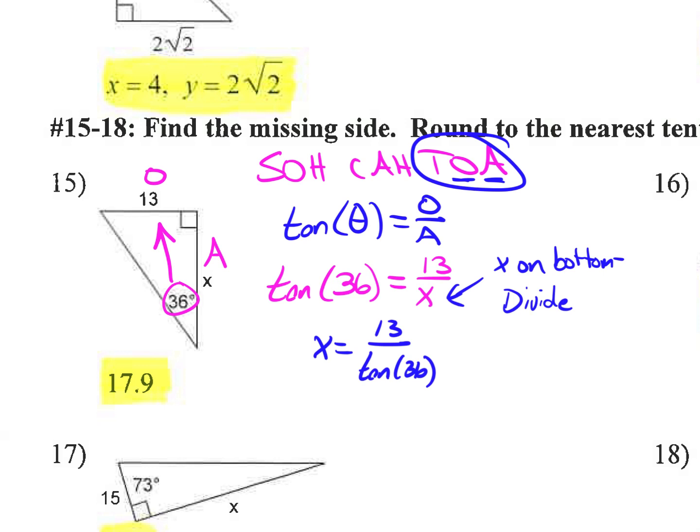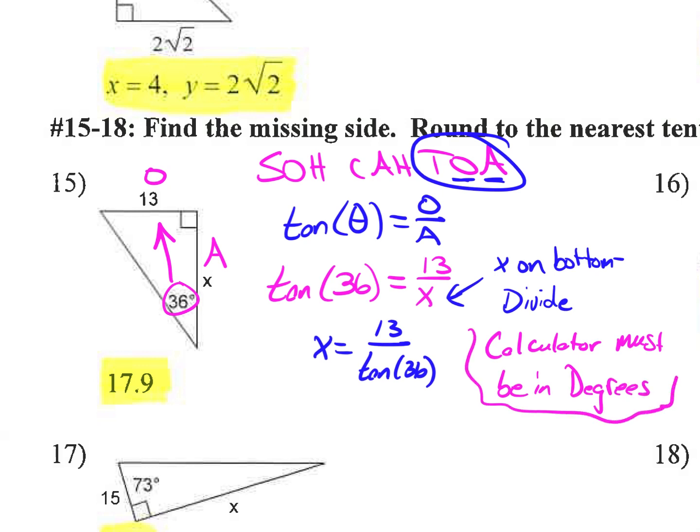And what does your calculator need to be in? Degrees. So if you need to make note of that, calculator needs to be in degrees. So remember, hit the mode button and check that degrees is highlighted, not radians. And when you plug that in, you should get 17.9.